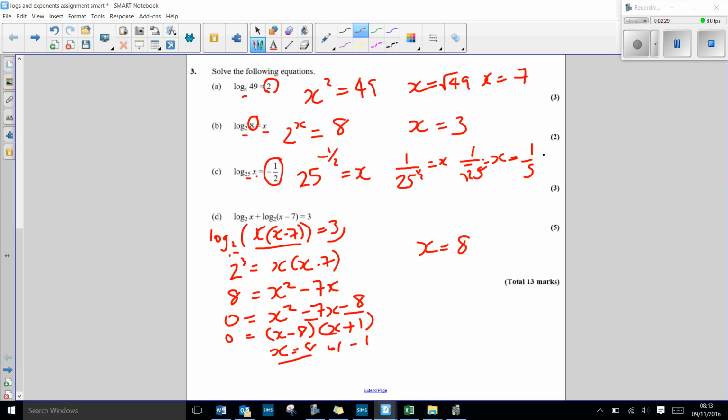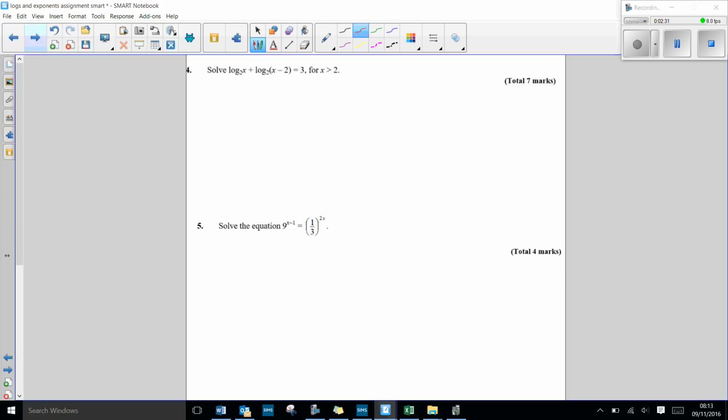Question 4, very similar to that previous question. We've got two log statements on the left, so we've got log base 2 of x bracket x minus 2 equals 3. We've then got 2 to the power 3 equals x squared minus 2x. So 8 equals x squared minus 2x. 0 equals x squared minus 2x minus 8.